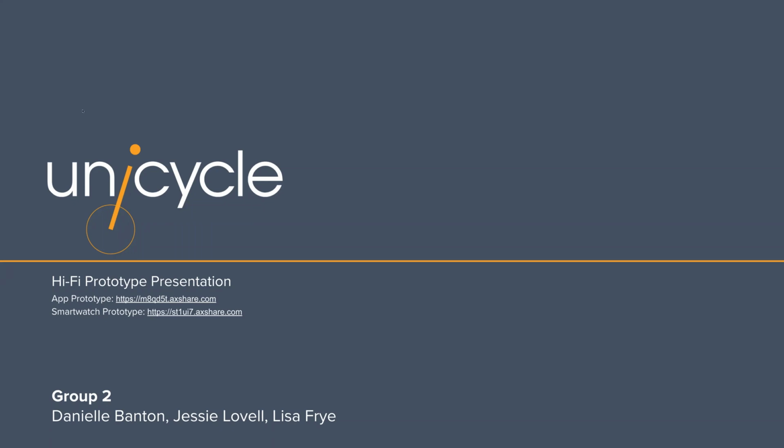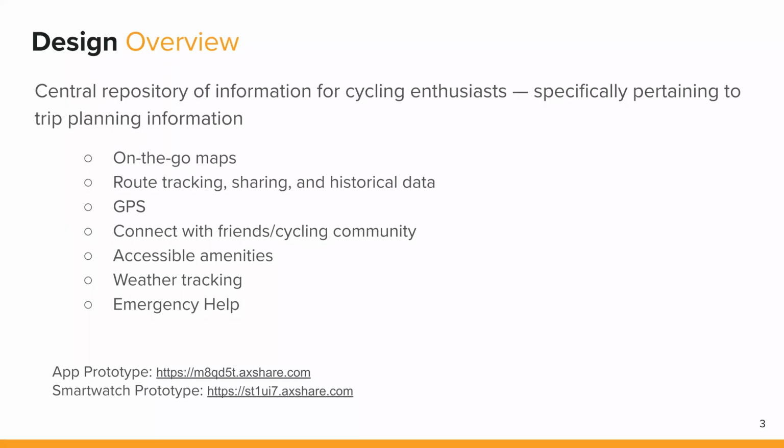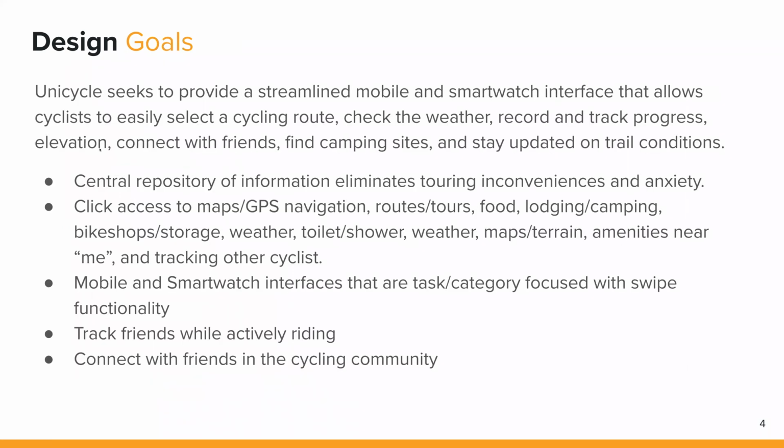So just to give you a brief recap, our design provides kind of a one-stop shop for cyclists to plan a trip. We provide maps on the go, GPS for route tracking, connecting with friends, and tracking historical data, as well as some additional resources noted here.